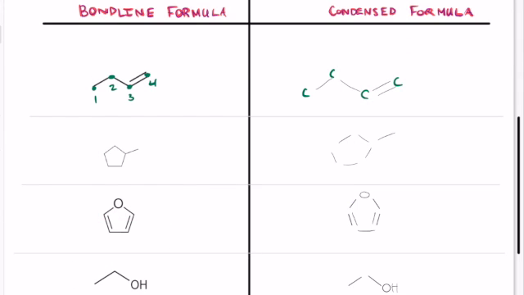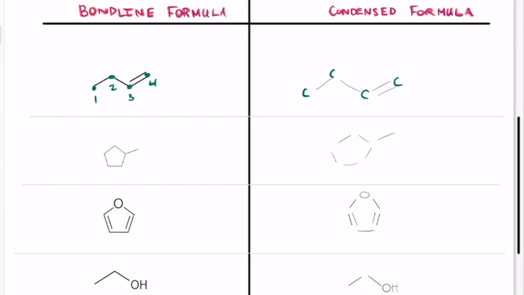So now we're going to take a look at converting bond line formula to condensed formula and vice versa. Look at each point on this structure. And remember that each point, I said, represents what? Each point represents a carbon. Therefore, the structure here has 4 carbons.